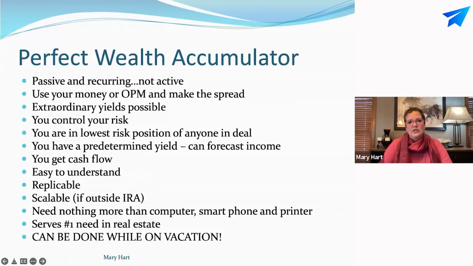All right. So private lending, perfect wealth accumulator. Let's talk about that. You can read this list, but it's relatively passive. You can make it recurring. It's not a job job. You can use your money. You can use your self-directed IRA money.